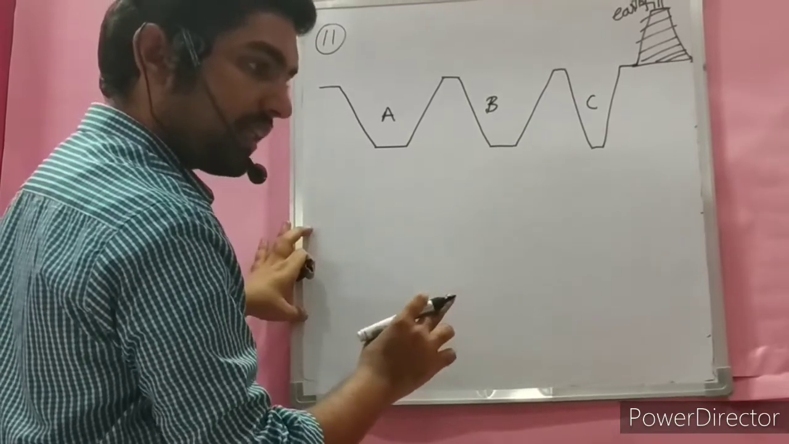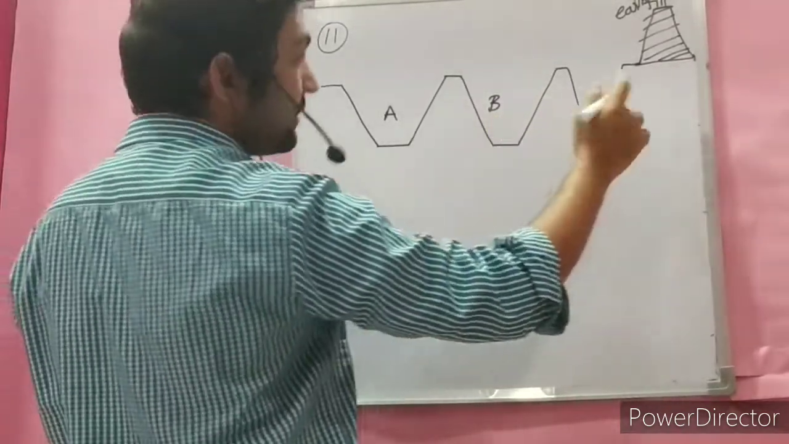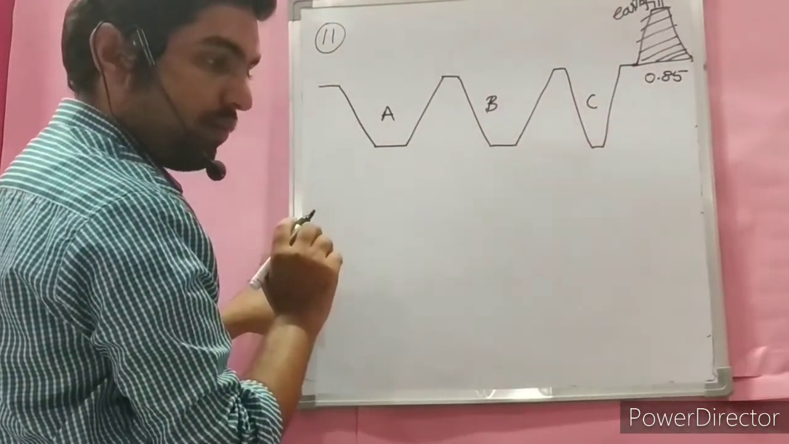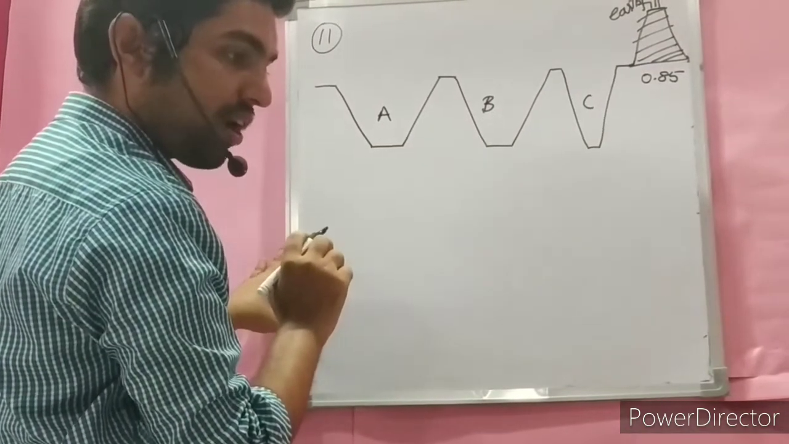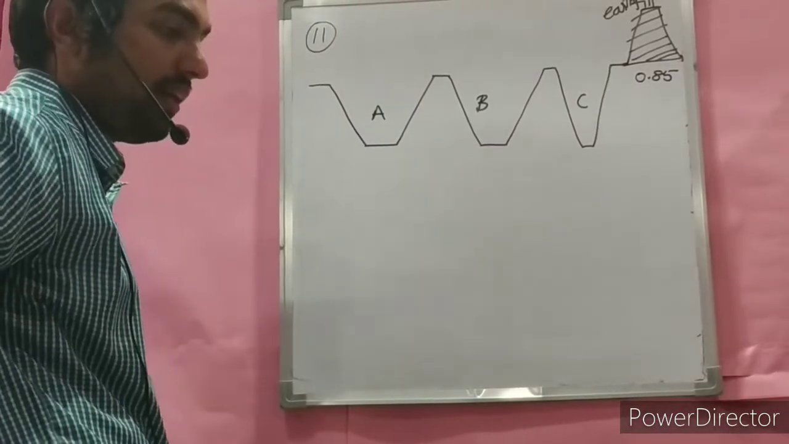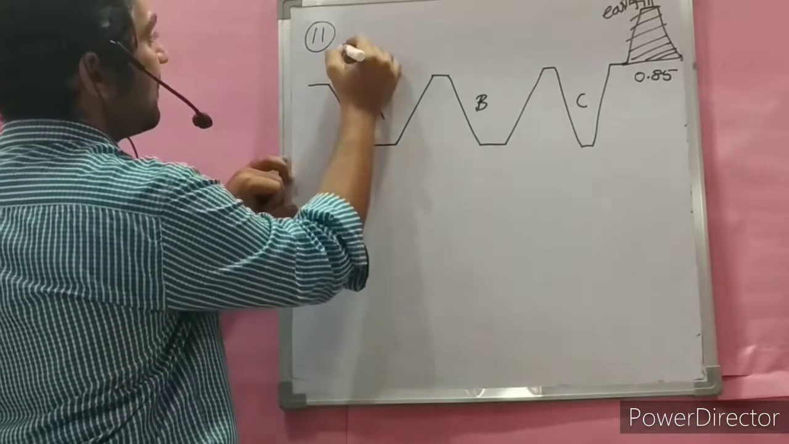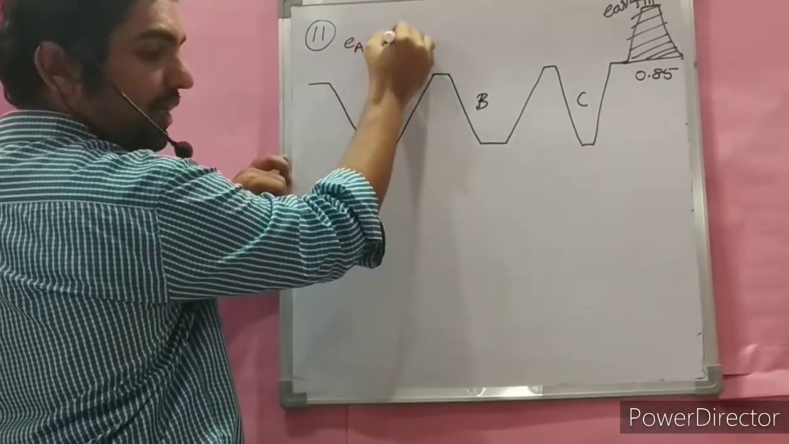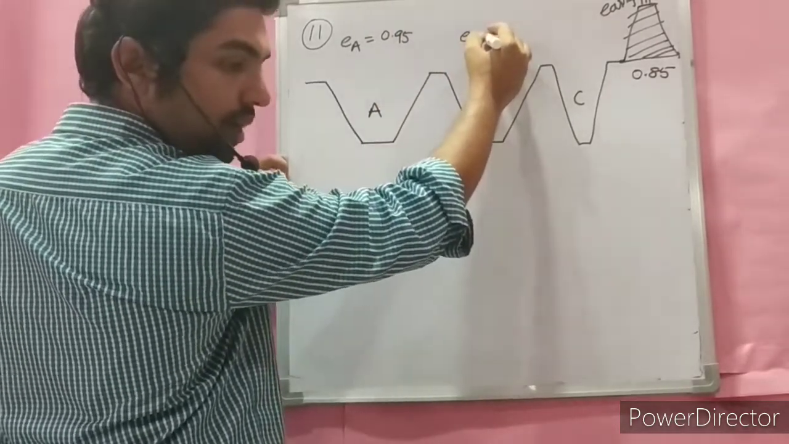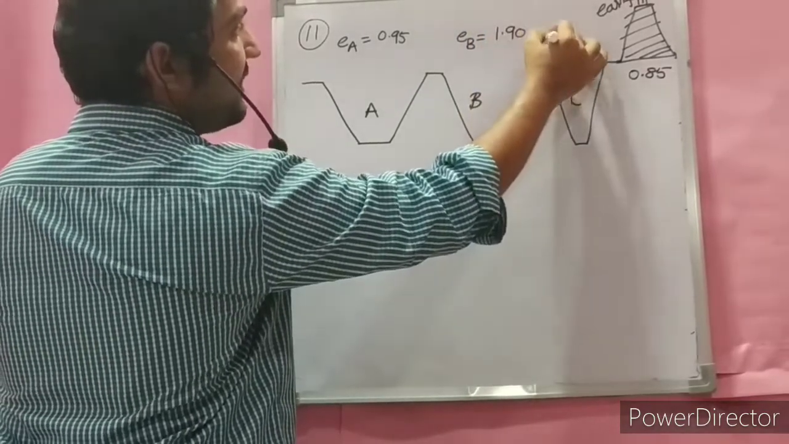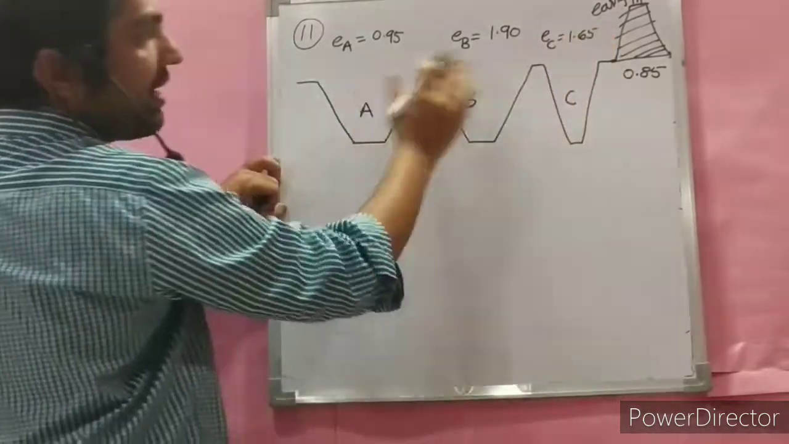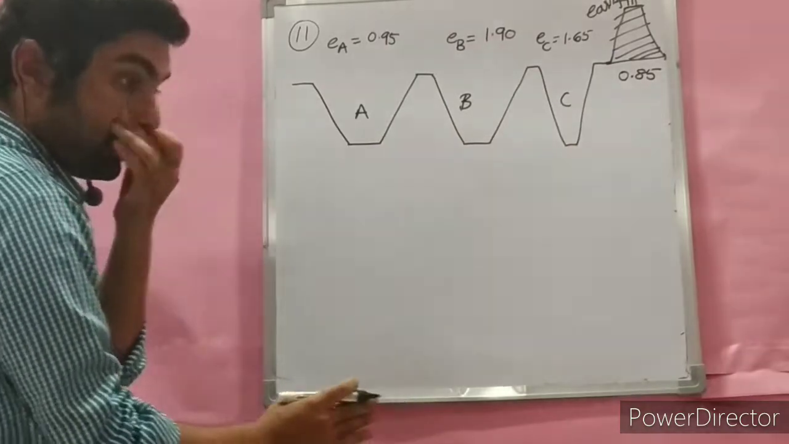An earthen dam has to be constructed. The earth has a void ratio of 0.85. The void ratio of the soil and the estimated cost of moving the soil to the dam site are given in the table. For pit A, the void ratio eA is 0.95. For pit B, eB is 1.9. For pit C, eC is 1.65. Three different void ratios for different borrow pits are given here.